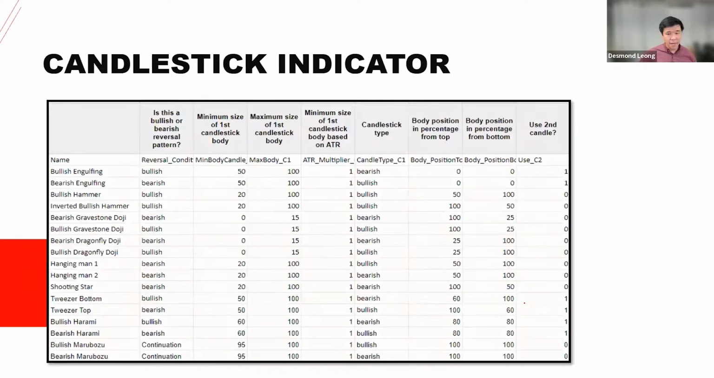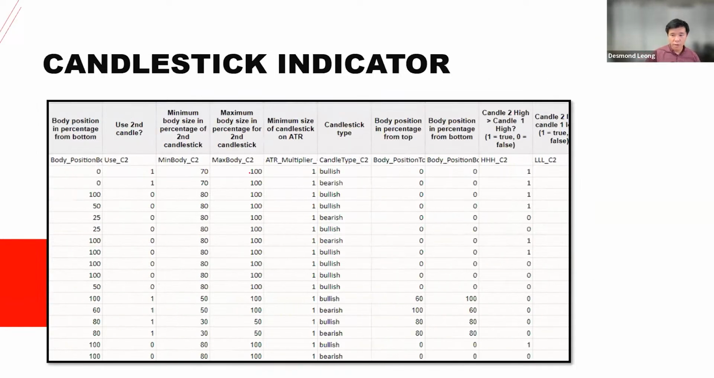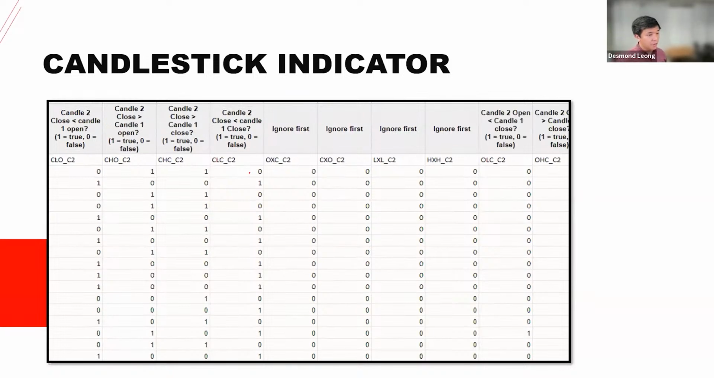Now, the candlestick indicator which I'm talking about over here is a really intense indicator I created.